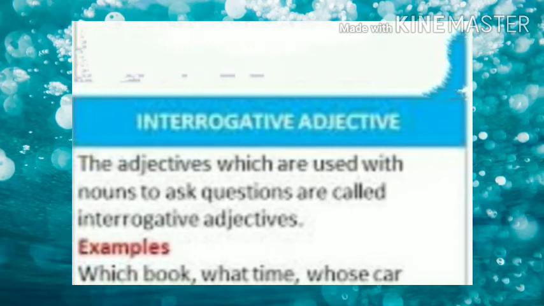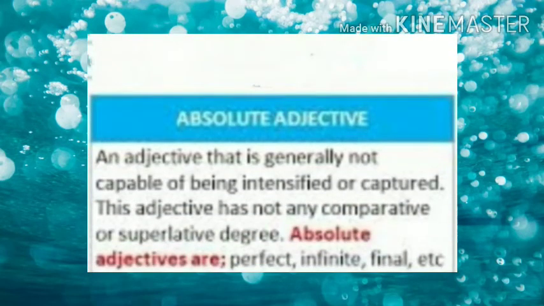Now we will see the absolute adjective. It is an adjective that is generally not capable of being intensified or compared. That is, it is an adjective which cannot be made very intense, going very deeply, and also cannot be compared. In that case we call that adjective an absolute adjective. This adjective has no comparative or superlative degree, so we are not going to compare any words along with these adjectives.